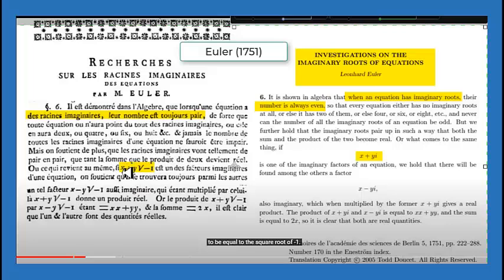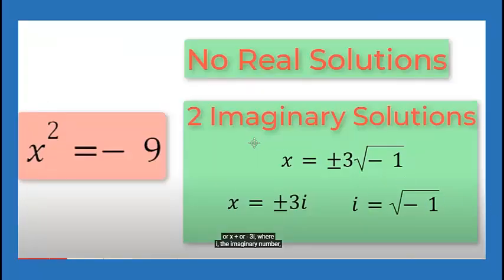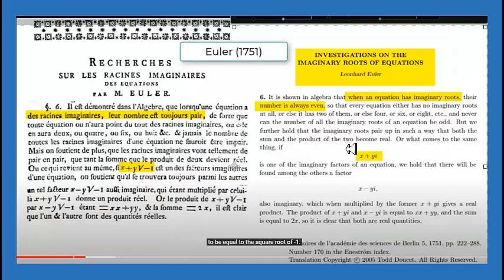So x plus y times the square root of negative 1 is equal to x plus y times i, the identity of the imaginary numbers, and x minus y times i, the identity of the imaginary numbers. So i does not equal the square root of negative 1. The square root of negative 1 is equal to plus and minus i. Euler definitely wasn't saying that i equals the square root of negative 1. He was saying the square root of negative 1 is equal to positive i and negative i.